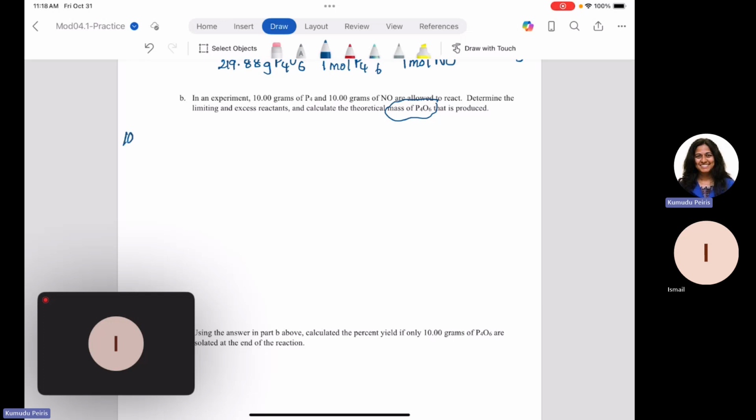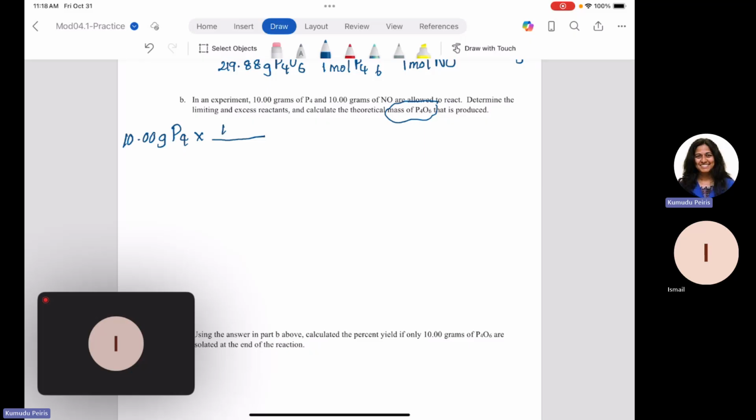So I'll start with the 10.0 grams of P4. Right. So now you all know we cannot do anything with the grams of P4. So we must change that into the moles. 1 mole of P4 equals 123.88 grams of P4. Right. Now the grams of P4 will cancel out with the grams of P4. So we'll have the answer in moles of P4.